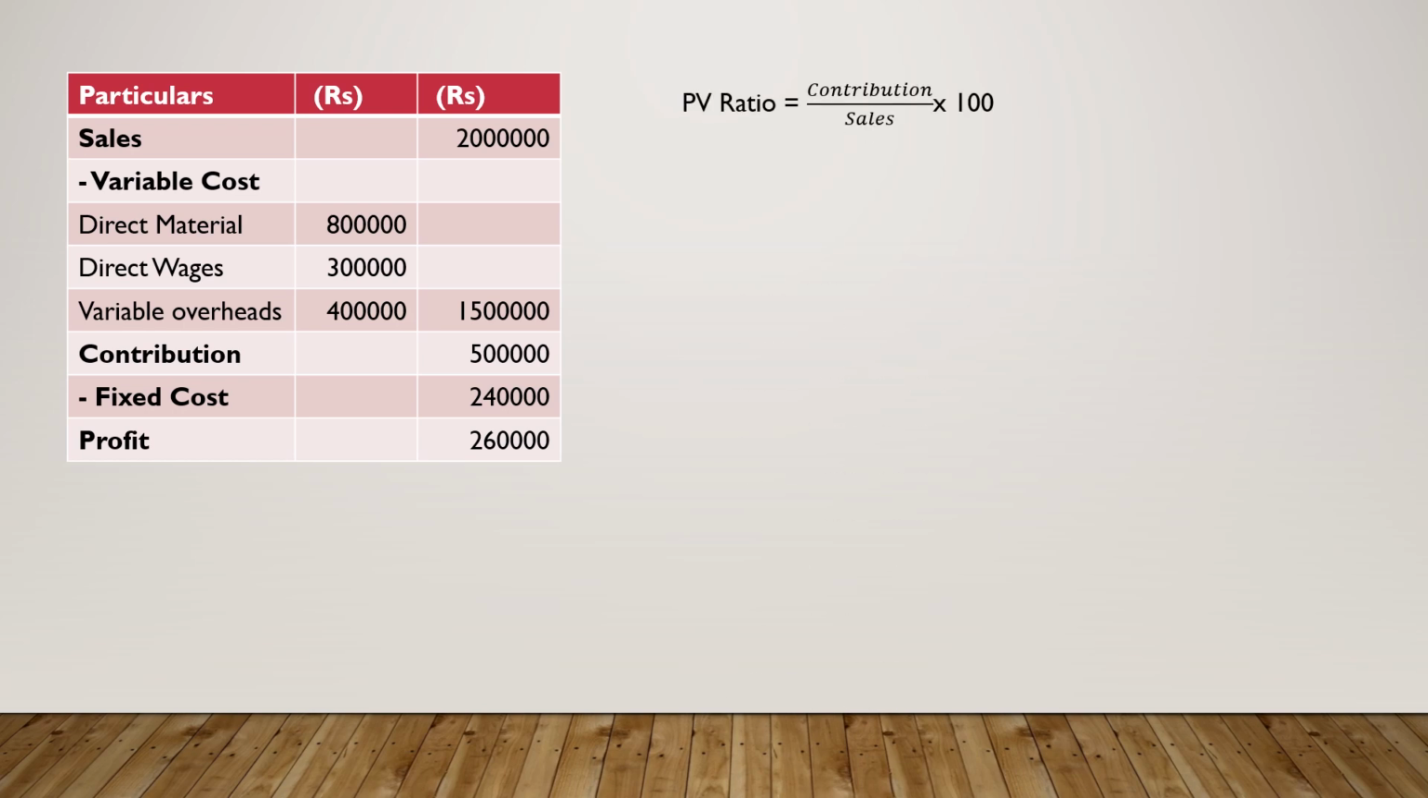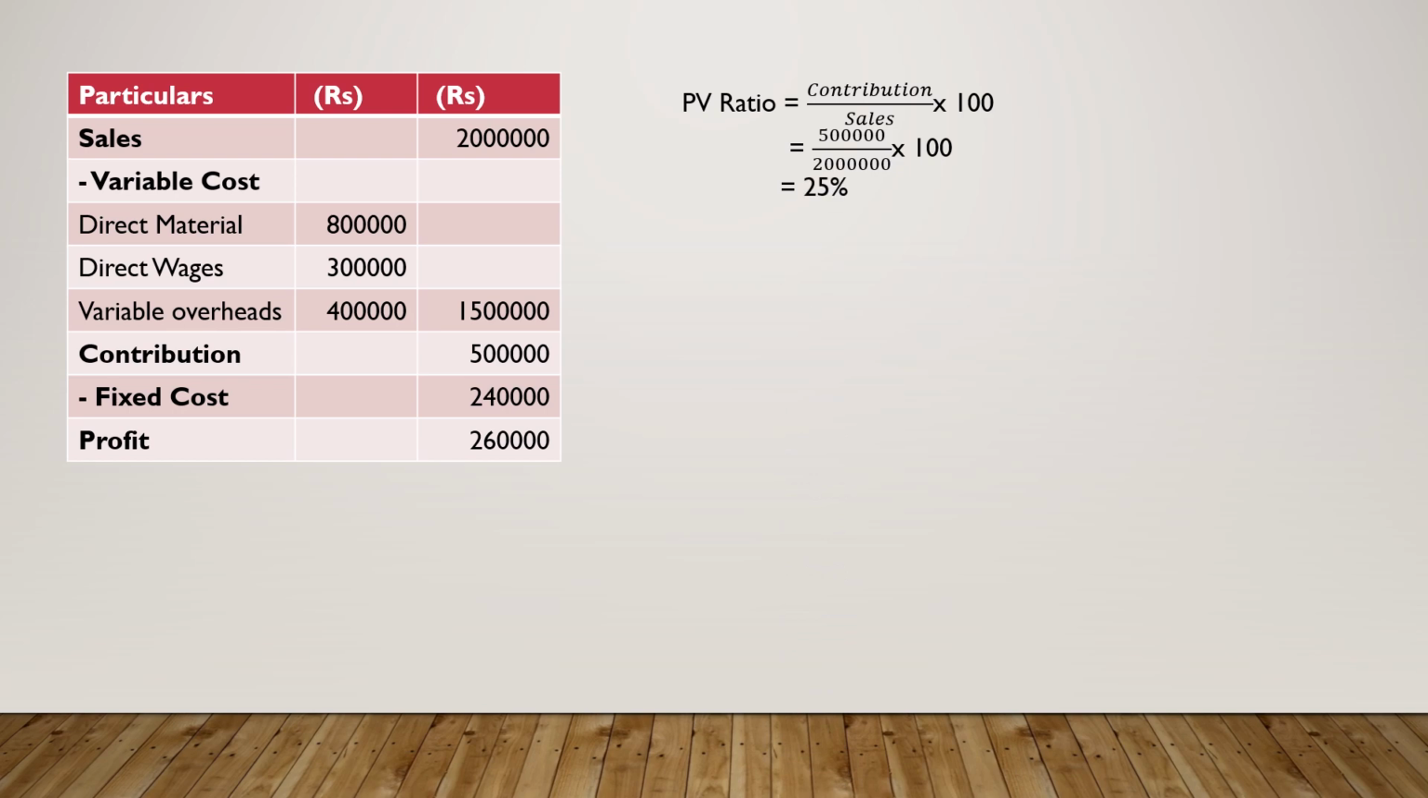Now in the question, the first thing which we need to calculate is the PV ratio. The formula for PV ratio once again is contribution upon sales into 100. In the last sum itself, I told you that we can take contribution per unit upon sales per unit into 100 for PV ratio, or else we can take total contribution divided by total sales. So by this table, we get the contribution, which is 5 lakhs. The sales is rupees 20 lakhs, into 100. So 5 lakhs divided by 20 lakhs into 100, your answer will be 25%.